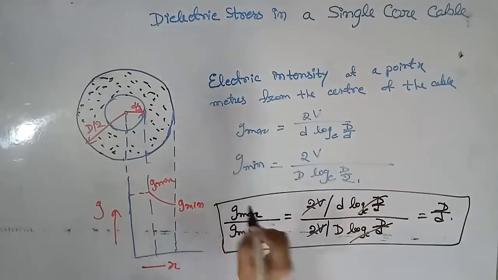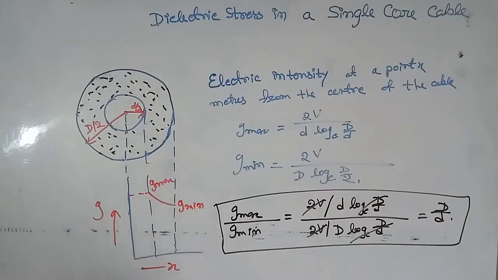This is a very important expression. G max by G min equals capital D by small d, that is diameter of the sheath by diameter of the conductor. It is clear that the dielectric stress is maximum at the conductor surface, and its value goes on decreasing as we move away from the conductor. It may be noted that maximum stress is an important consideration in the design of a cable.